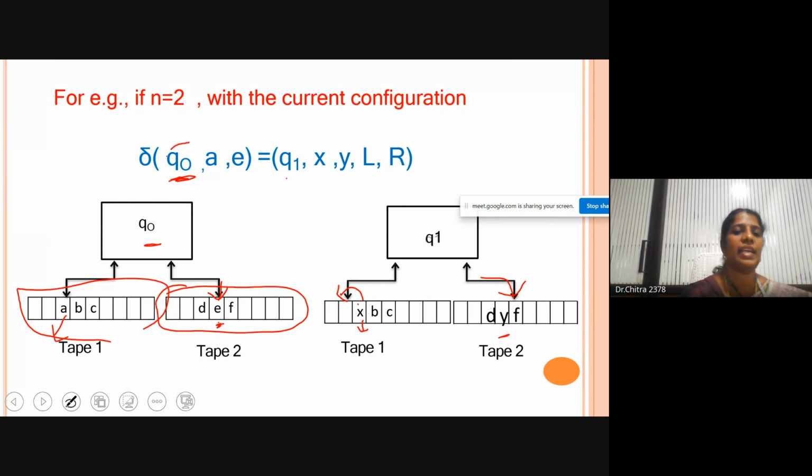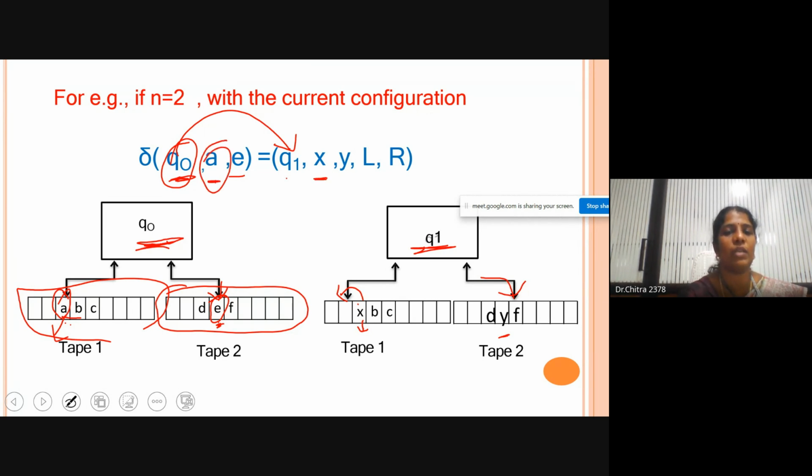single state. The state is Q0. The state changes from Q0 to Q1. And the input symbols are A and E. This A as well as the E are the input symbols. After processing, this A is converted to X.